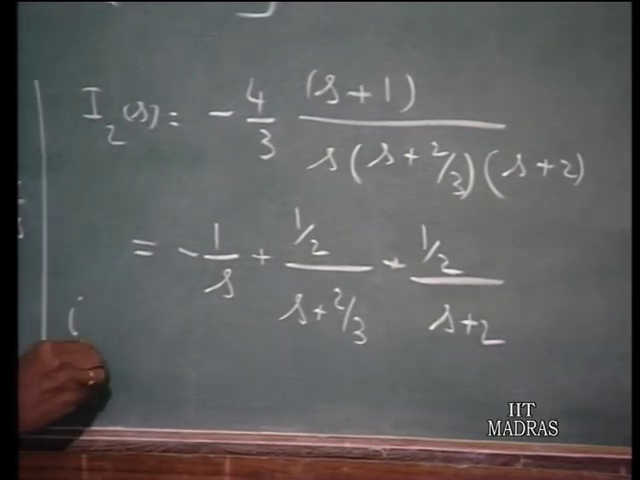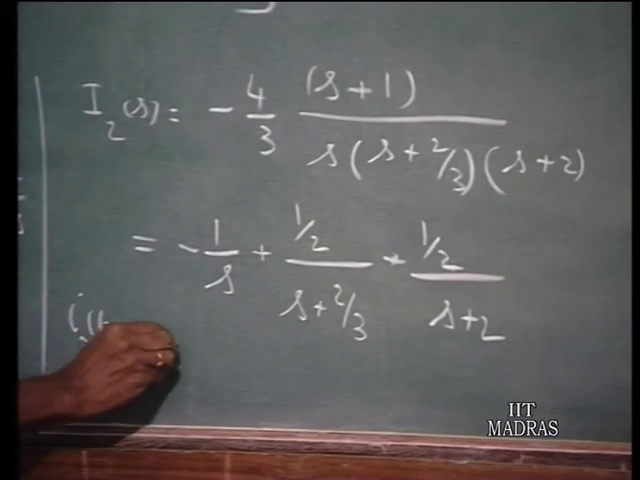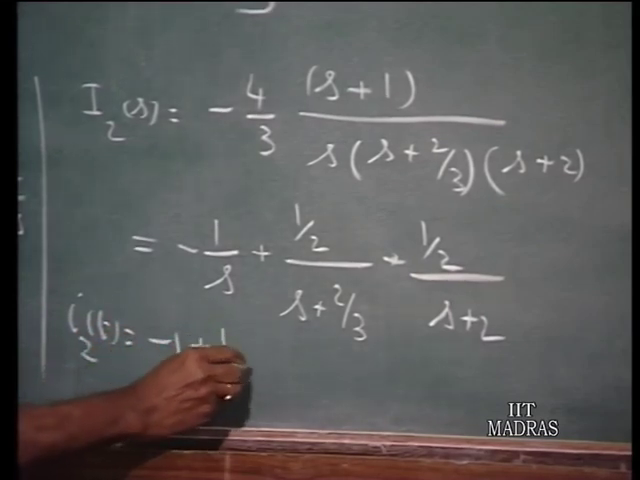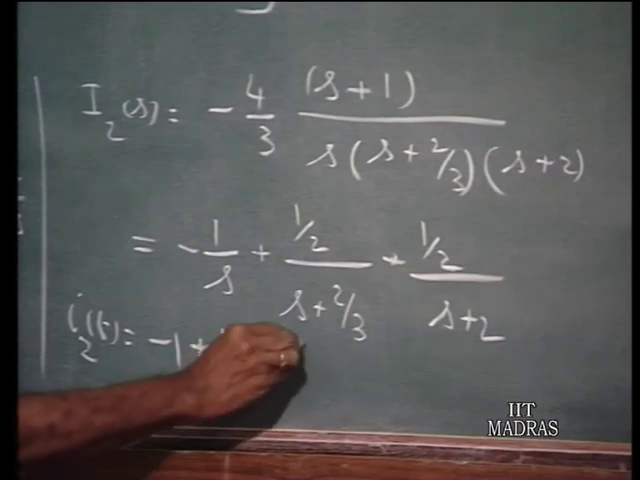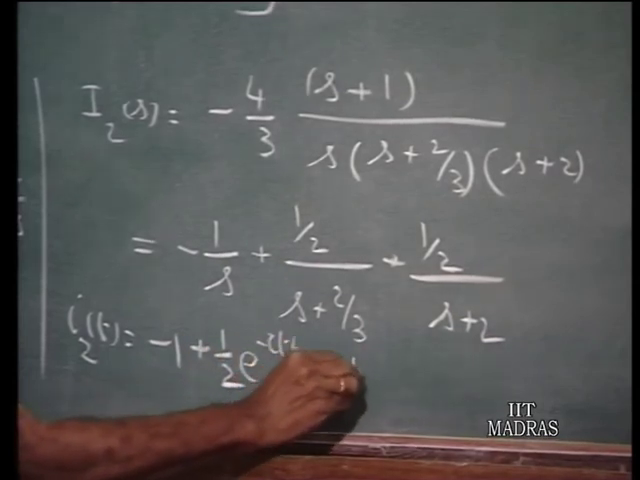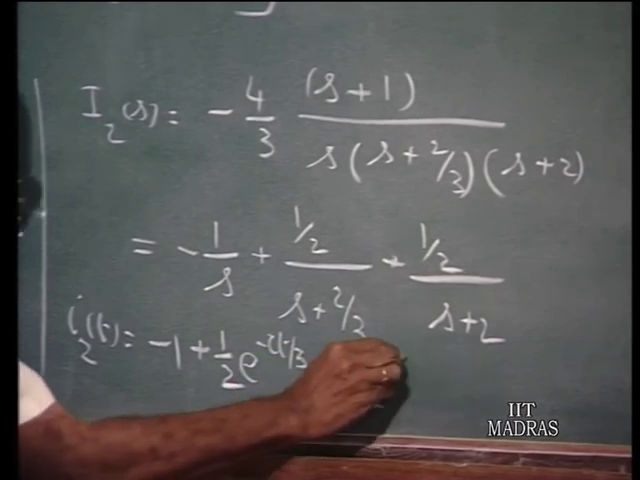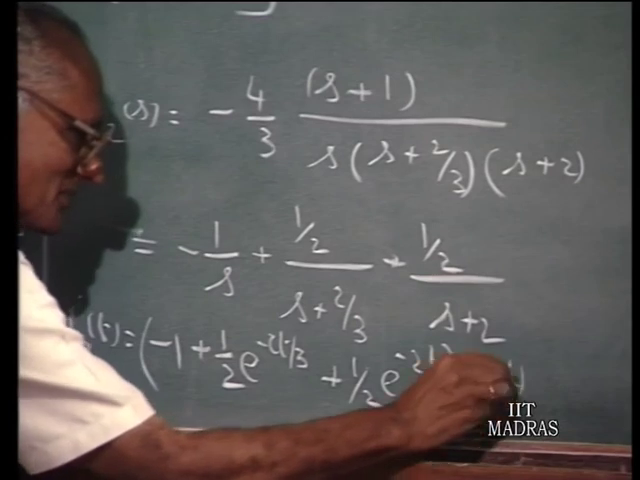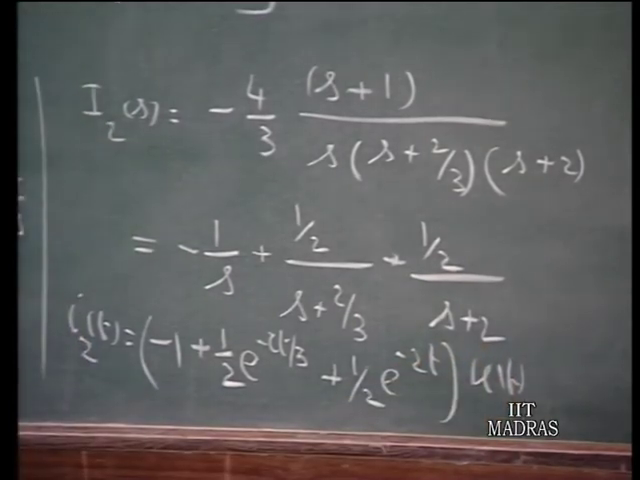and therefore, you can write I2 of t as minus 1 plus half e to the power of minus 2t by 3 plus half e to the power of minus 2t, and the entire quantity is of course multiplied by u(t). That is the expression for I2 of t.